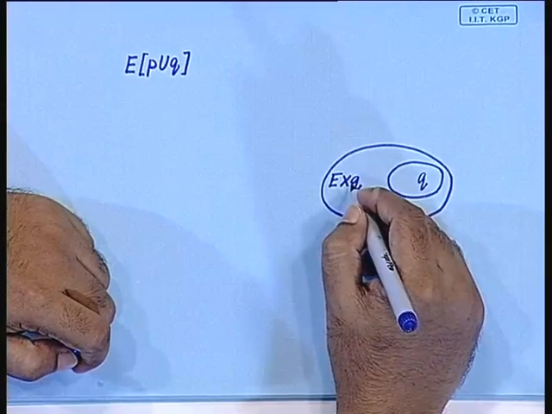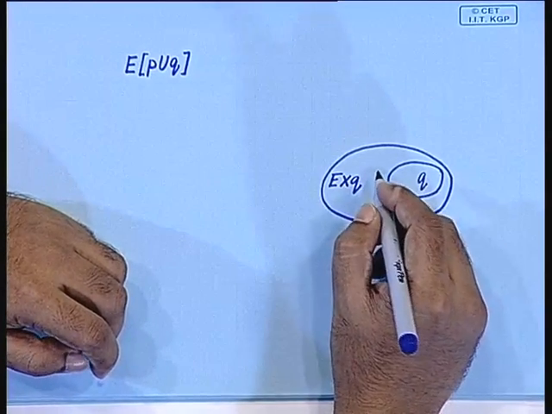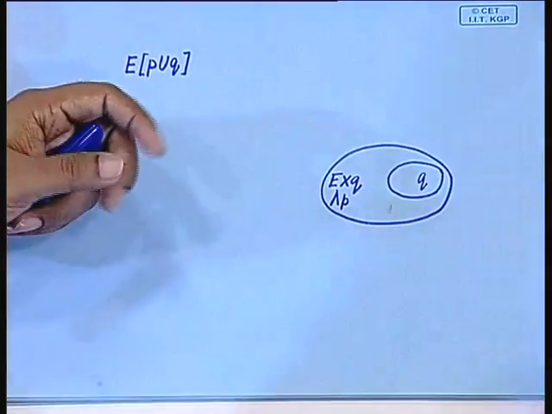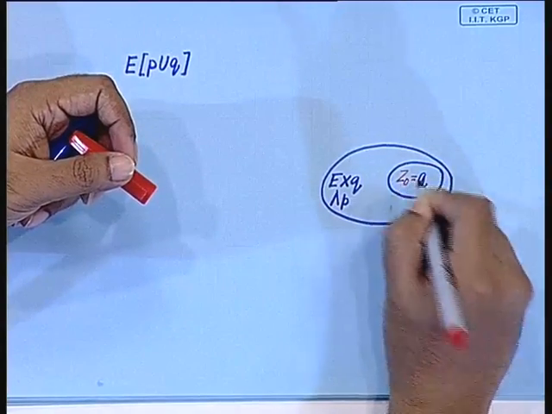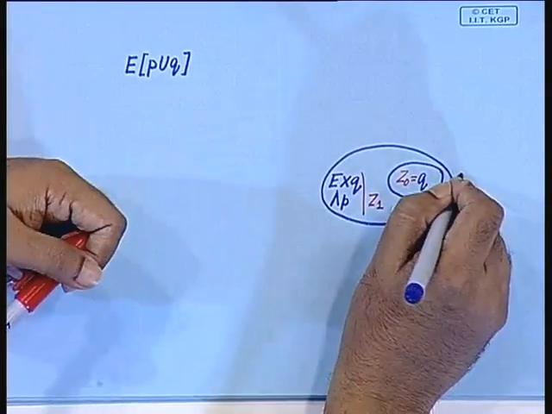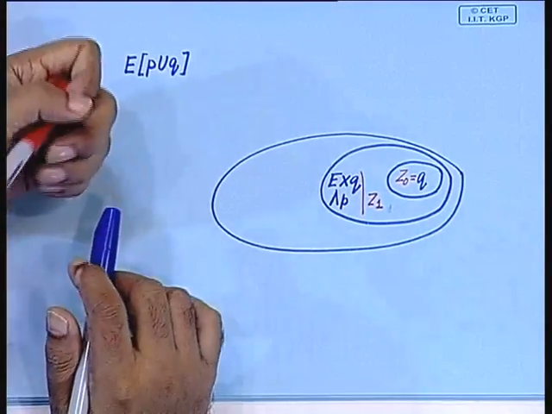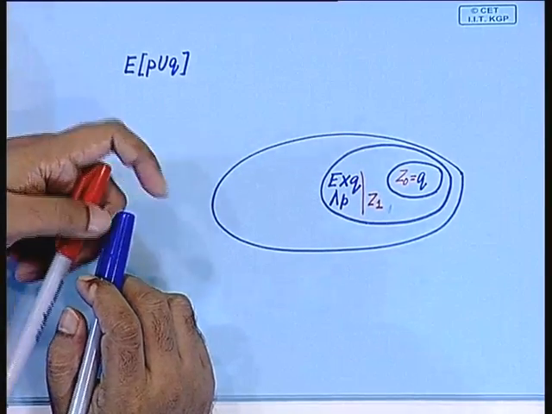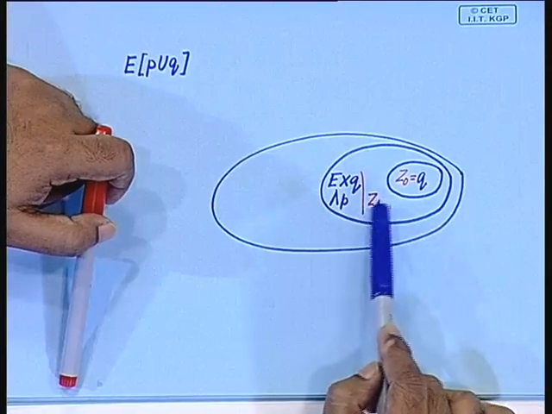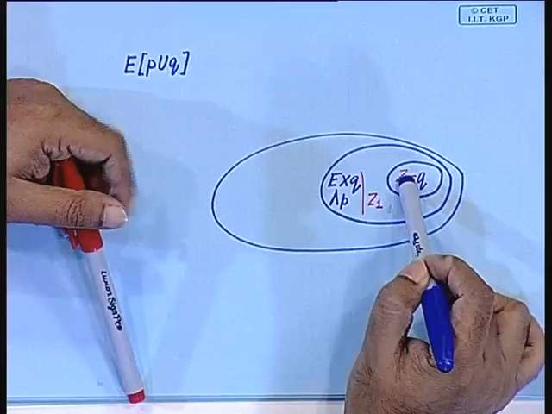Out of this, which ones do we want? The ones which satisfy P, so intersection with P. We call this our Z0. This is our Z1. Now let us work one iteration backwards, and with P or Q. We are going to take the union of this with this. Z1 is this union Z0, this whole thing.